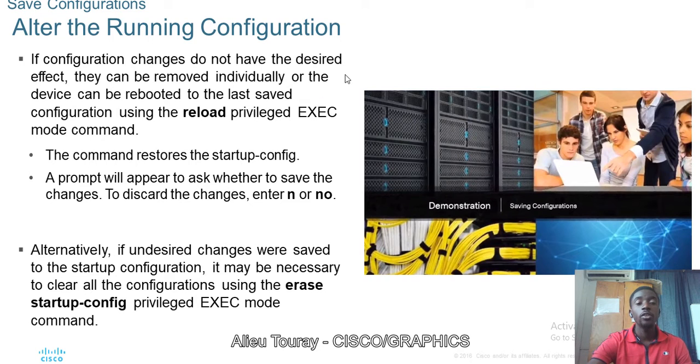So if configuration changes do not have the desired effect, they can be removed individually, or the device can be rebooted. So you just have to make sure before you save the configurations you can reload, or if you've already saved the configurations, erase the configuration first from the startup configuration. That means you have to erase your NVRAM that stores the configurations permanently, erase it, and then you reload your router. So I'll show you these configurations in my configuration phase.